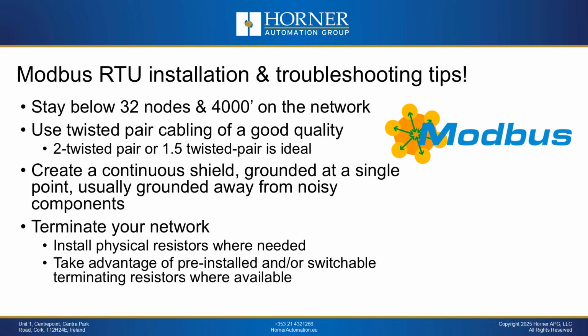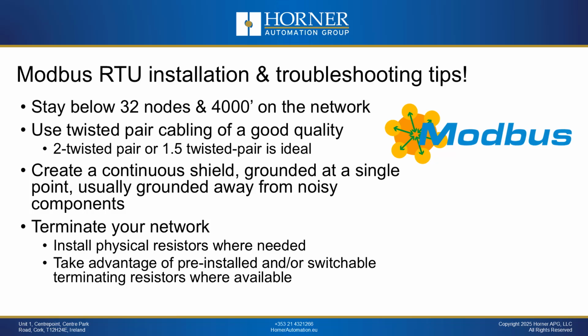First of all, keep your network limits at 32 nodes or fewer and 4000 feet or shorter. There are ways to go beyond that, but in general, those are the acceptable limits for Modbus RTU. Also use good cable. Use twisted pair cabling, where 2 twisted pairs or 1.5 twisted pairs is ideal. Also, if you're going to be using shielding, be committed to grounding the shield properly. Have a single ground point on a continuous overall shield for your network, and usually the ground point is where you have the best ground, usually away from noise components.